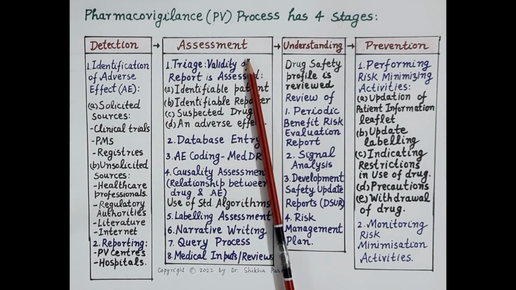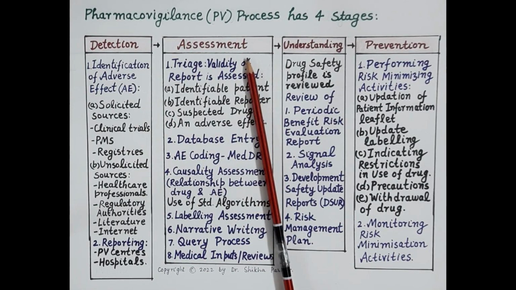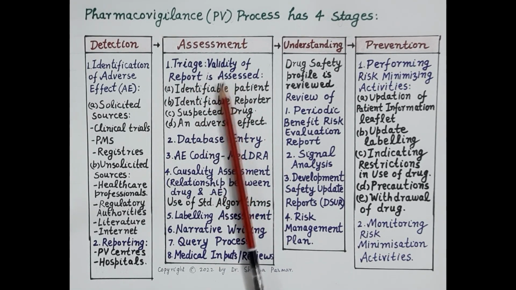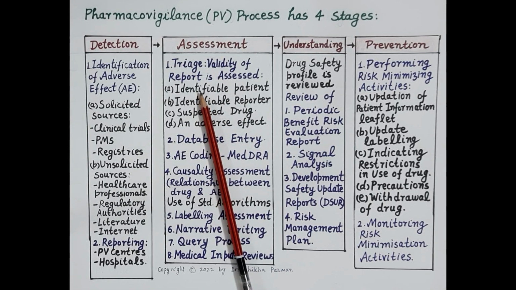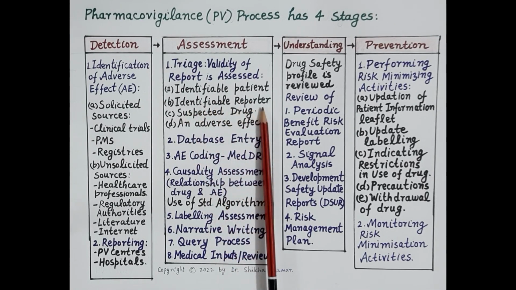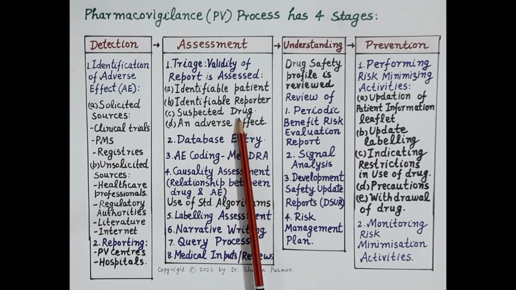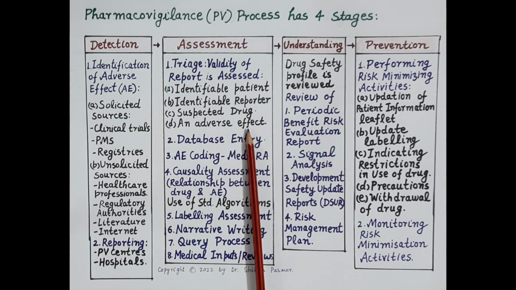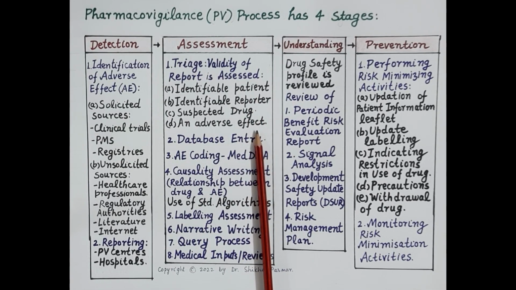Now, after detection of adverse effect, the second step in pharmacovigilance process is the assessment of adverse effect. Now, this step is called a triage. Here validity of adverse effect is assessed or determined. Now, a valid adverse effect report should have 4 elements: an identifiable patient, an identifiable reporter, suspected drug causing adverse effect, and an adverse effect. Now, presence of all these 4 elements verify occurrence of adverse effect.